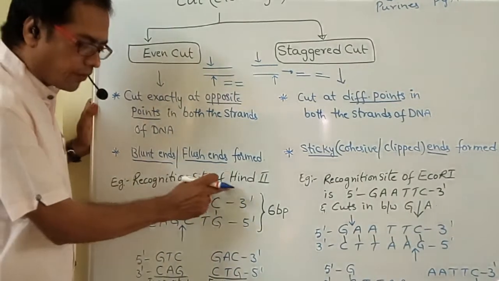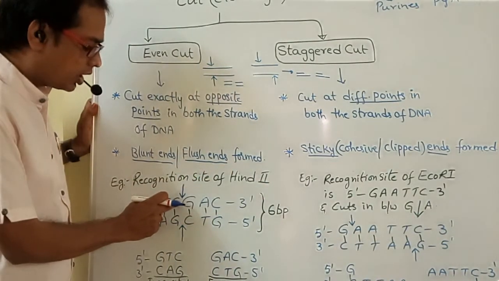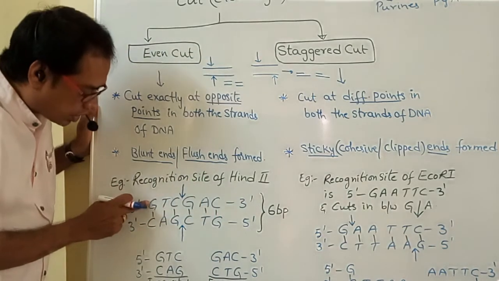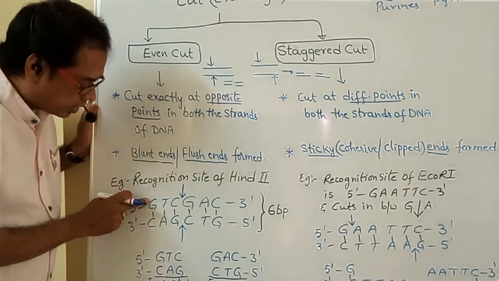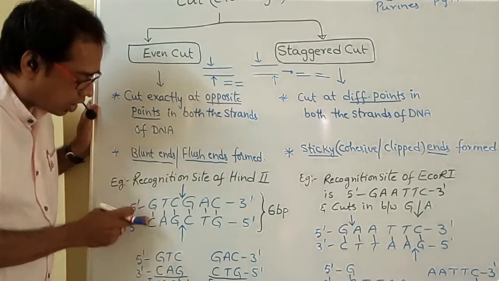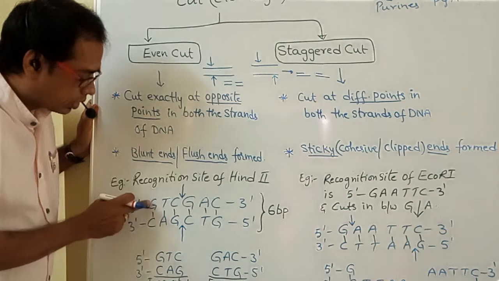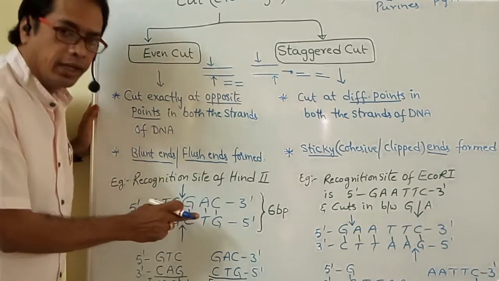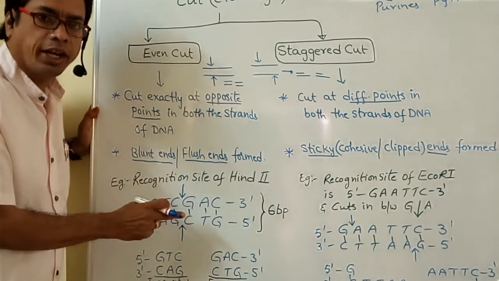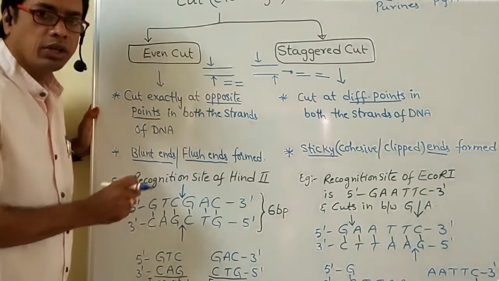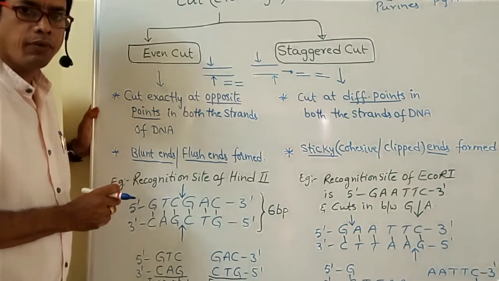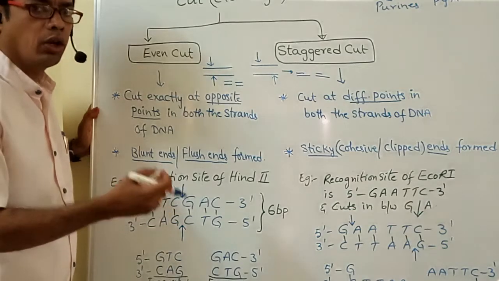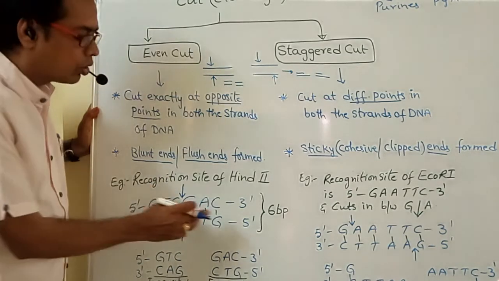So the recognition site of HindII is GTC GAC in the 5 to 3 direction. This one is one nucleotide, this is another nucleotide, and this pair is called a base pair. So 1, 2, 3, 4, 5, 6: the number of base pairs in the recognition site of HindII is 6. The number of nucleotides or nitrogen bases is 6 into 2, that is 12.